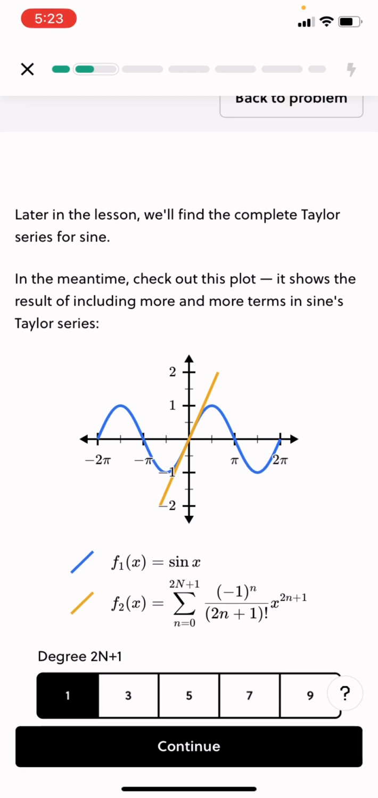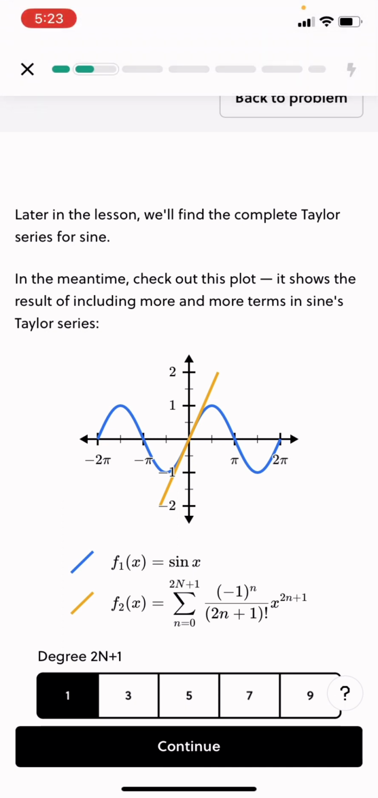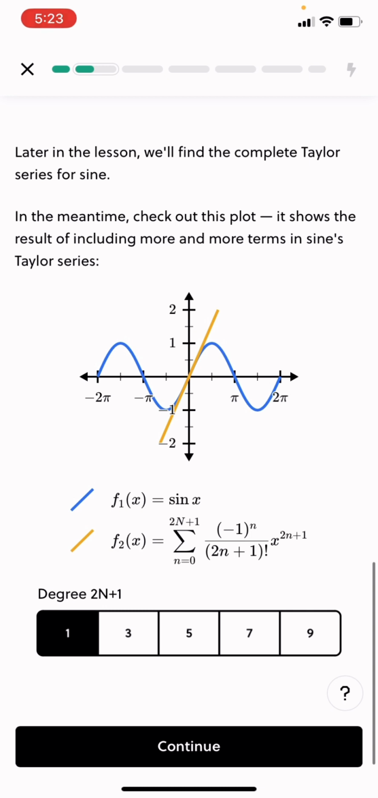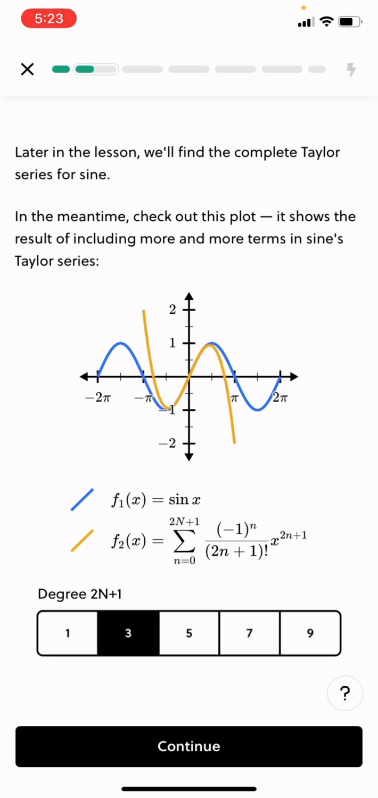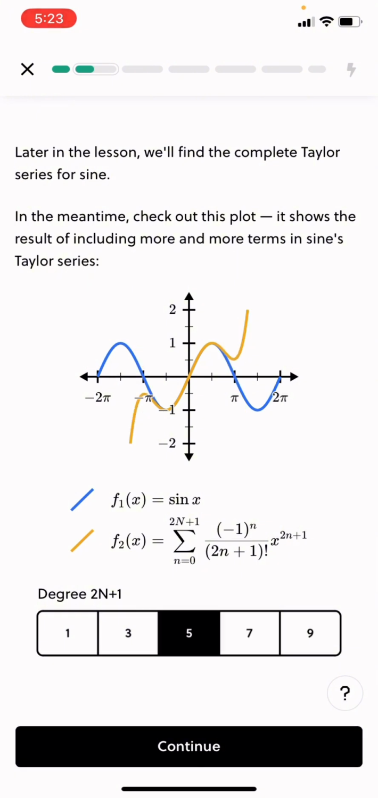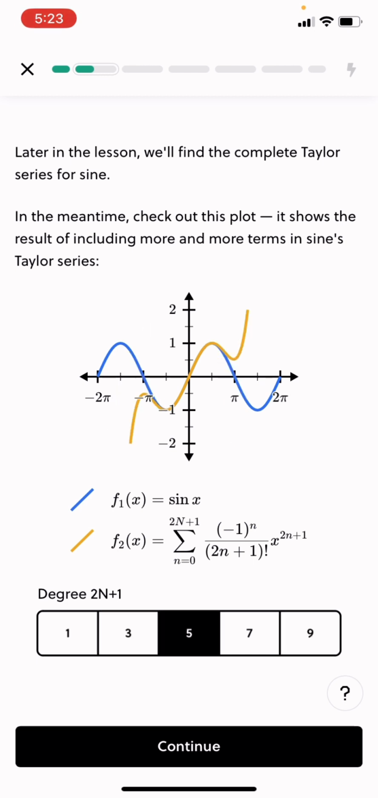Okay, let's continue. Later in this lesson, we'll find the complete Taylor series for sine. In the meantime, check out this plot. It shows the results of including more and more terms in sine's Taylor series. Look at this, 3 and 7. They look pretty related. Even 5 and 9 look pretty related. They have the same graph.